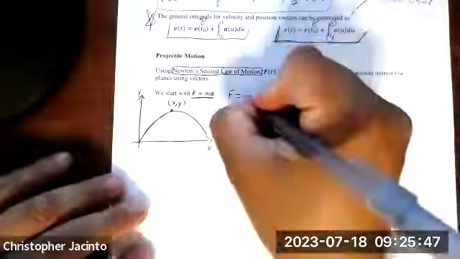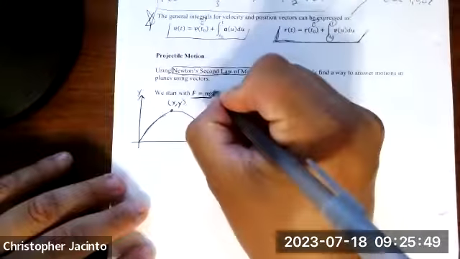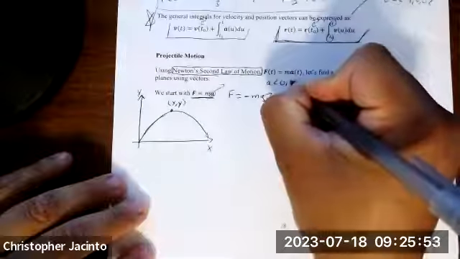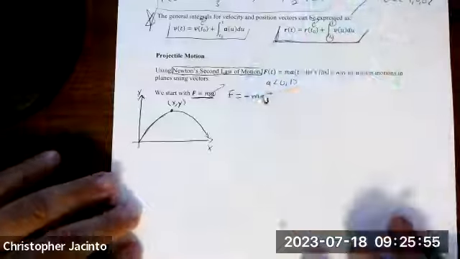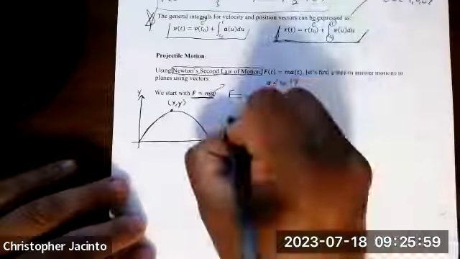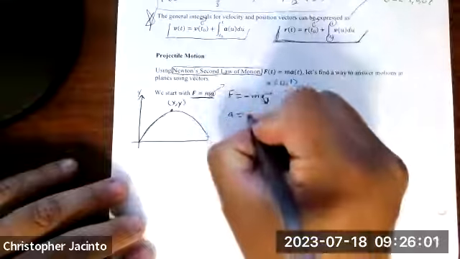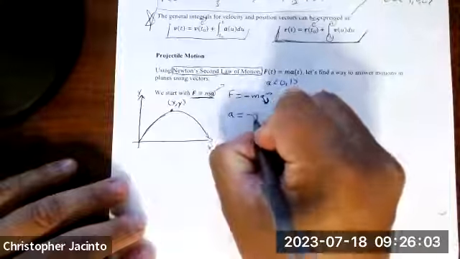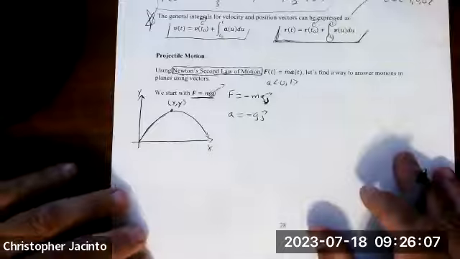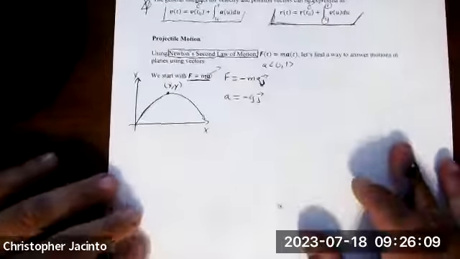Okay, so just in case you guys are wondering, a in this case is the vector 0, negative g, or again in this case, negative g j. So like I said, the acceleration is just negative g j, and hence mass is just a constant term itself.